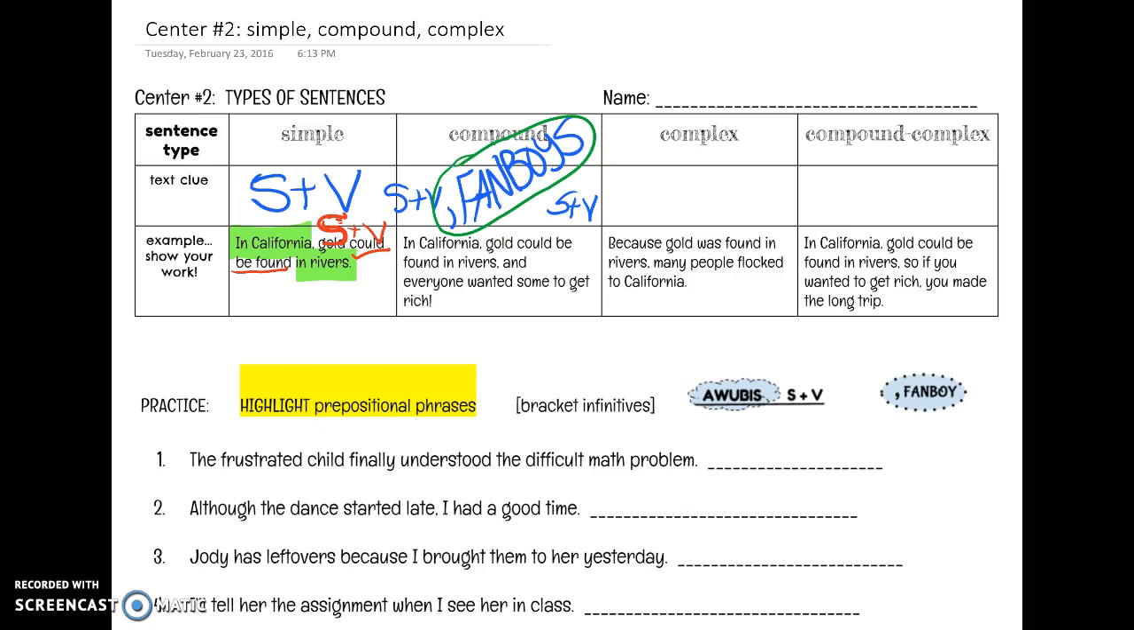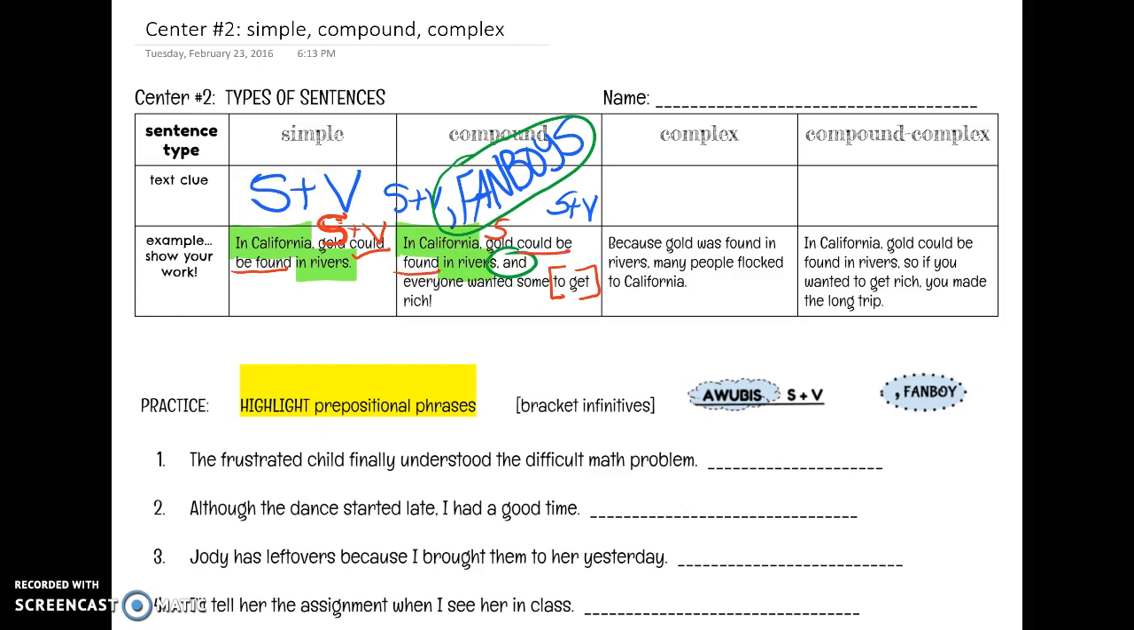Well, I see right now a comma fanboy, so I'm going to circle it. That's my first indication that this could be a compound sentence, but I don't know yet until I go through my process. So I'm going to highlight my phrases and get rid of them. In California, in rivers, and I see an infinitive, to get. So I'm going to look on the left side of the comma and I'm left with gold could be found, which was my first sentence there.